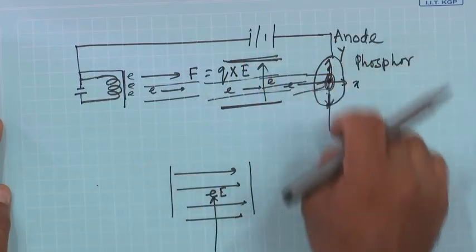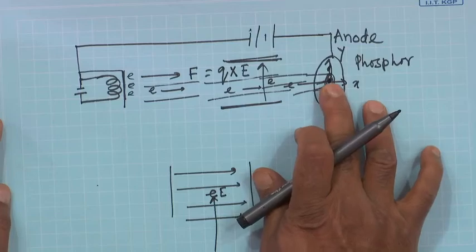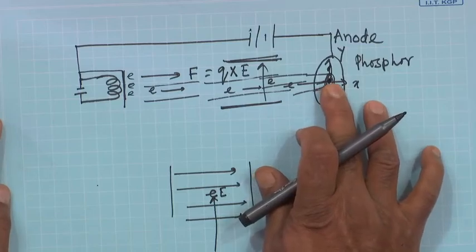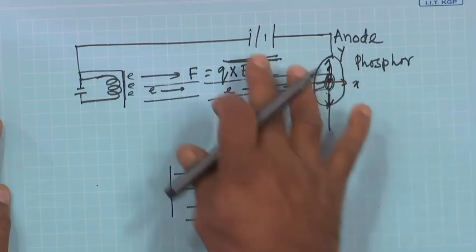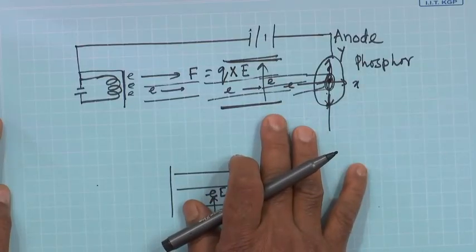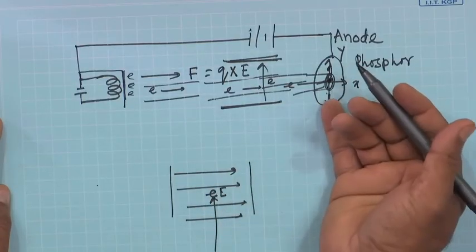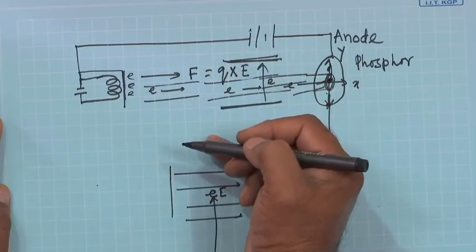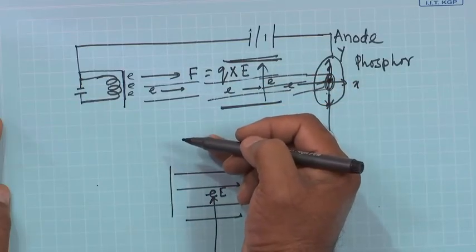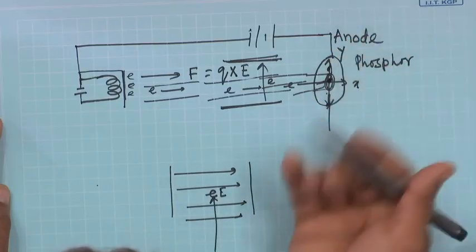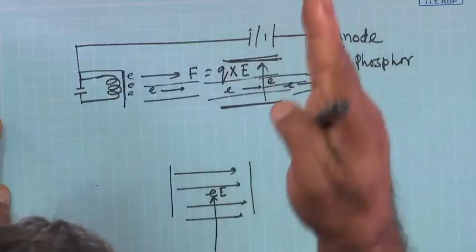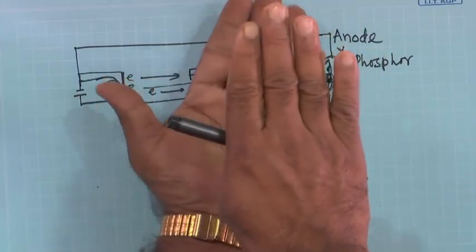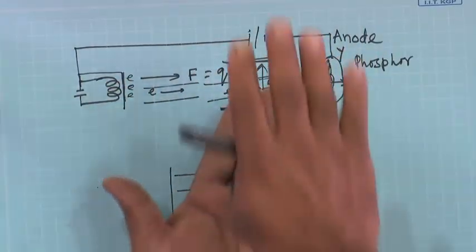If this is the 0 position, then for going up and down, one has to change the polarity. Similarly along the y axis, you have to put two plates. So, this is the x axis and this will be the y axis. I have to put one plate at the bottom and one plate up.